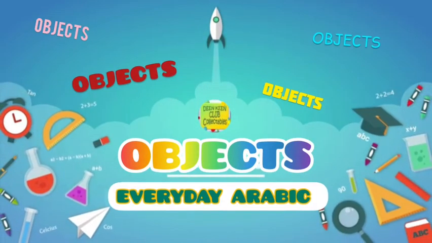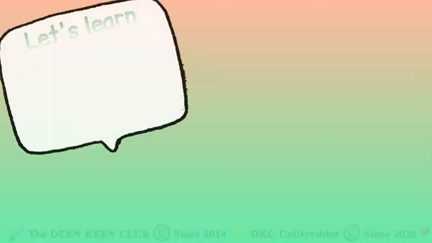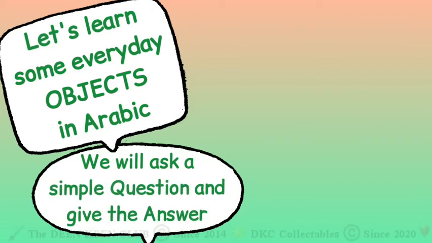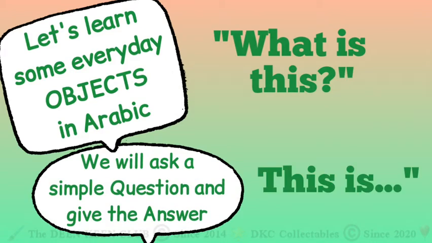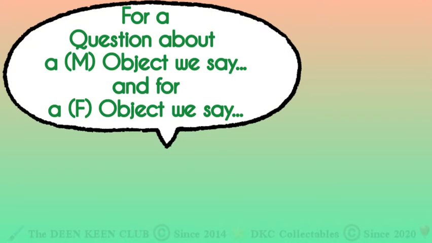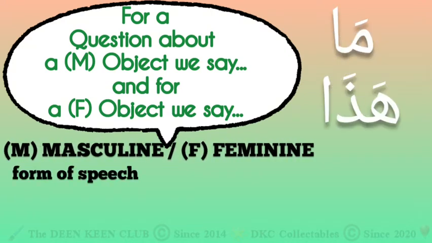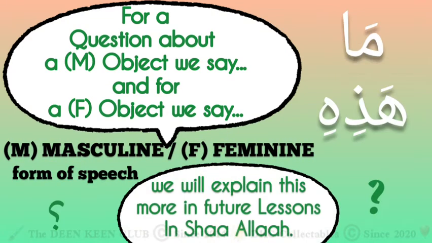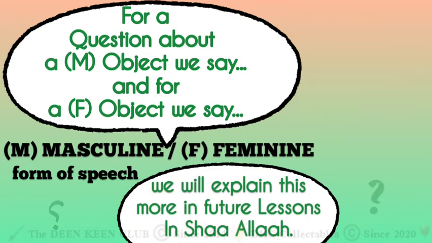Arabic objects. Let's learn some everyday objects in Arabic. We will ask a simple question, what is this? And give the answer, this is. For a question about a masculine object, we say ما هذا. And for a feminine object, we say ما هذه. We will explain this more in the future lessons, inshallah.